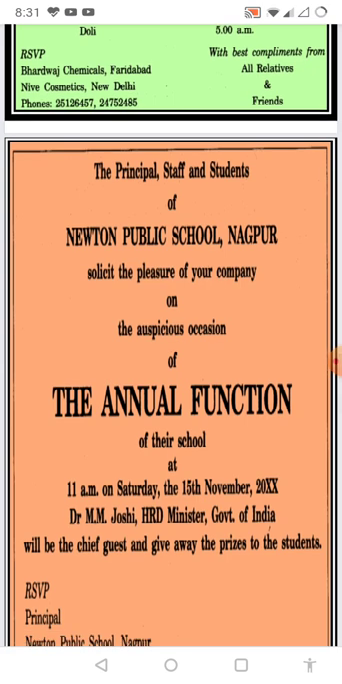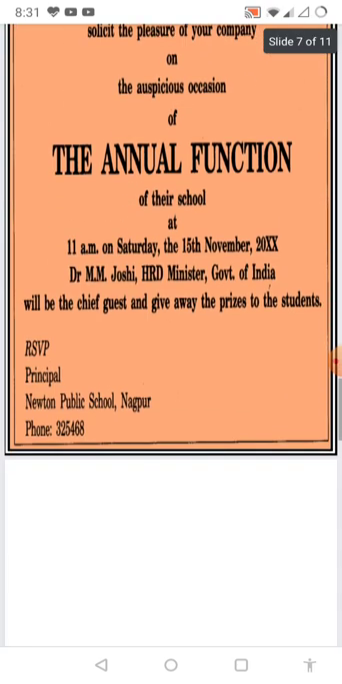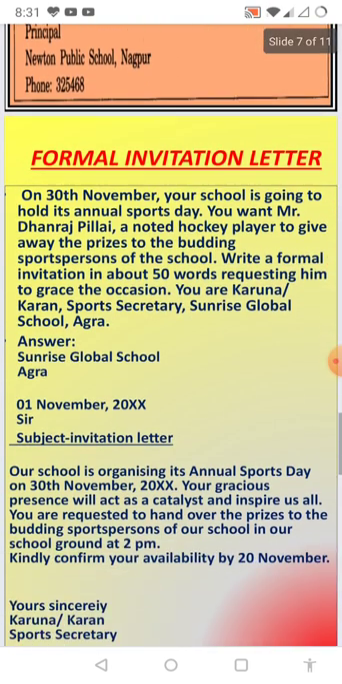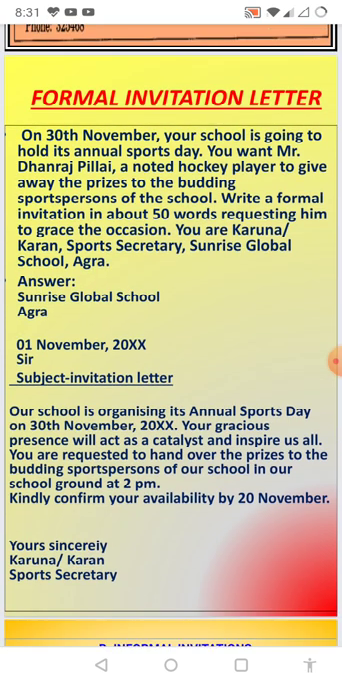Now this is for an annual function. The principal, staff and students of Newton Public School, Nagpur solicit the pleasure of your company on the auspicious occasion of the annual function, date and time, chief guest name, at last RSVP. Now the formal invitation letter: how do we write a formal invitation letter? This is the format of how we write. It's a simple one; you have already done letter writing, so it will be simple for you to write it.